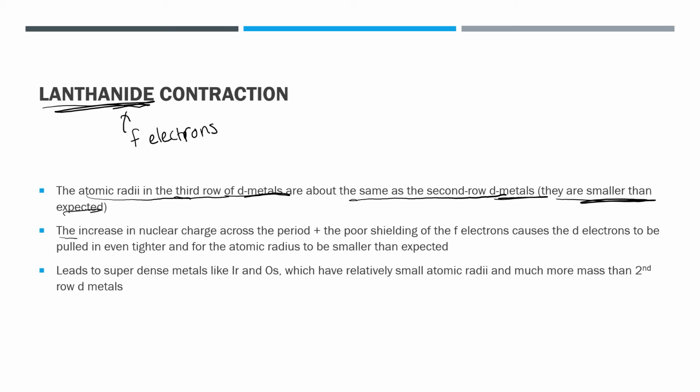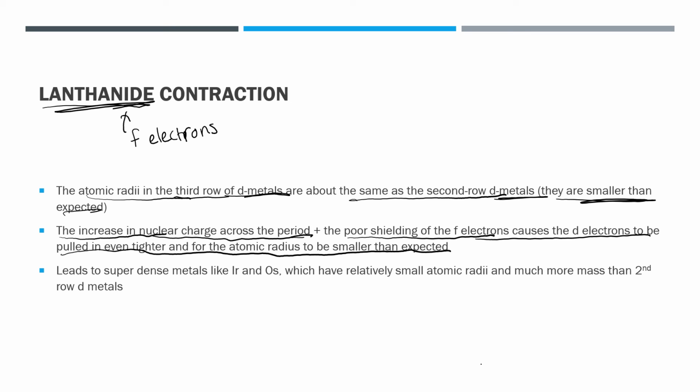Basically, we have an increase in nuclear charge across the period, right? And we have poor shielding of f electrons, which causes the d electrons to be pulled even tighter, and the atomic radius to be smaller than expected.